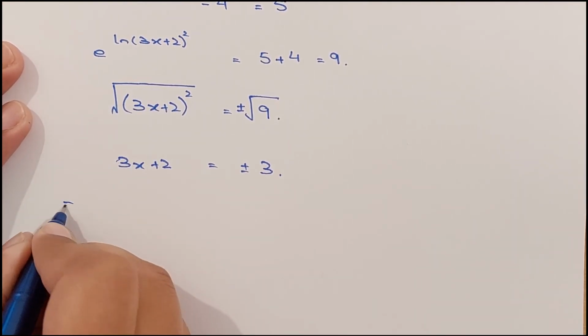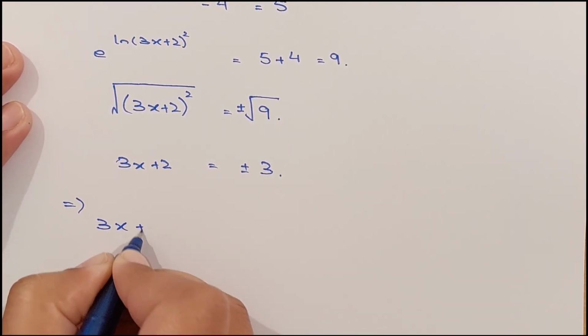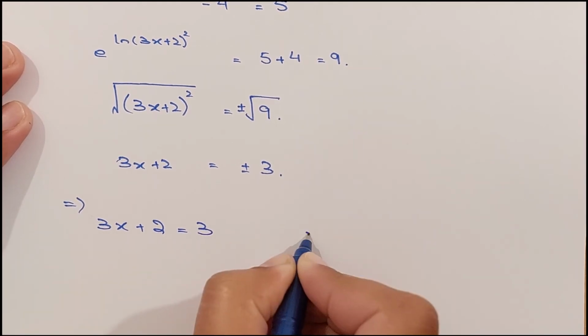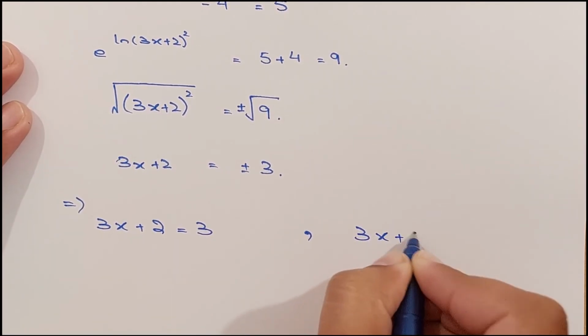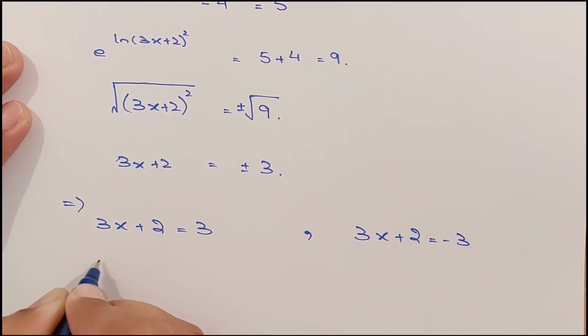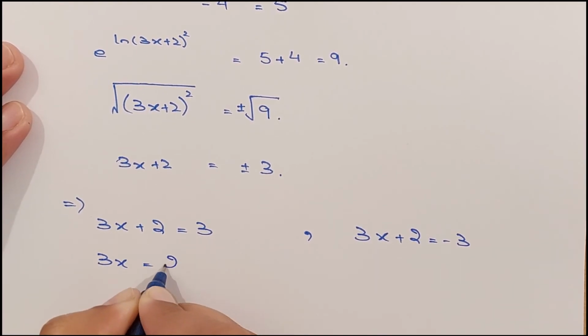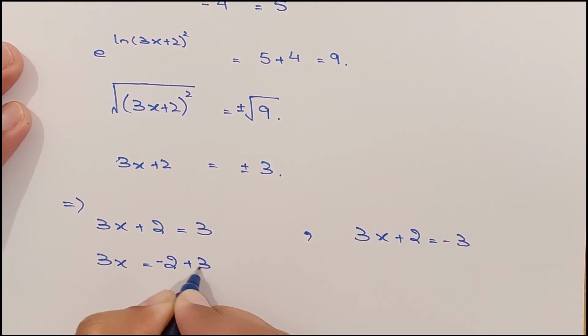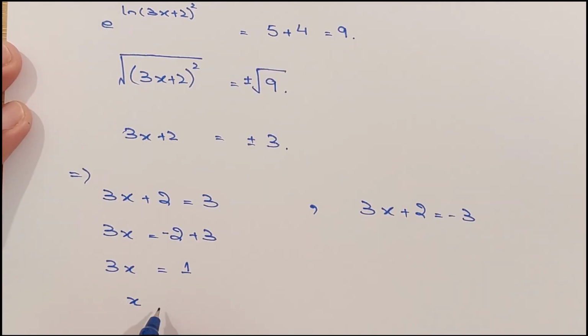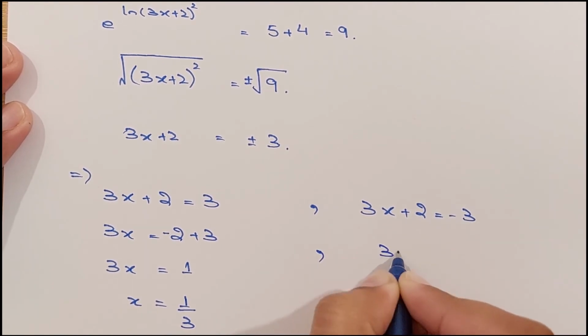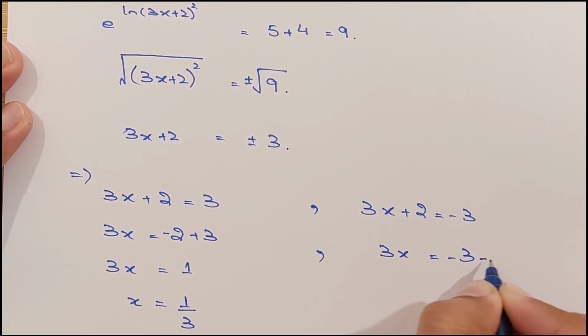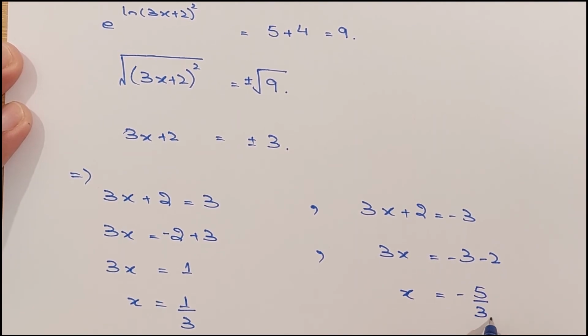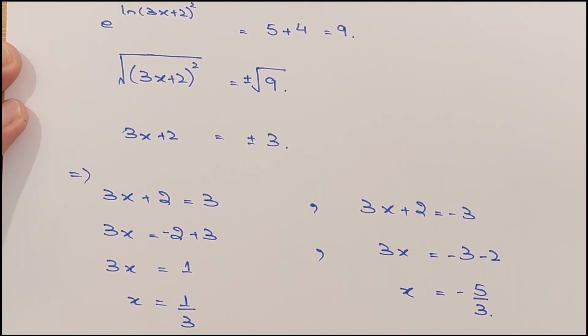From here we have two values of x. 3x + 2 equals 3, and 3x + 2 equals negative 3. So 3x is equal to 3 minus 2, so 3x equals 1 and x equals 1 by 3. And from here 3x equals minus 3 minus 2, and x equals minus 5 by 3. So which value of x do we have to select?